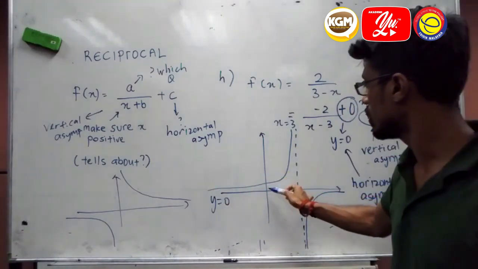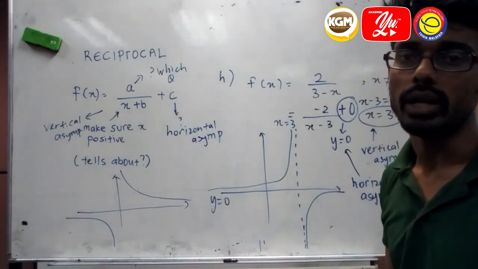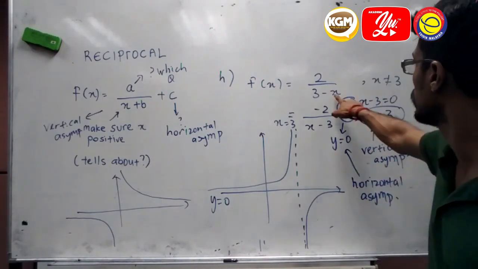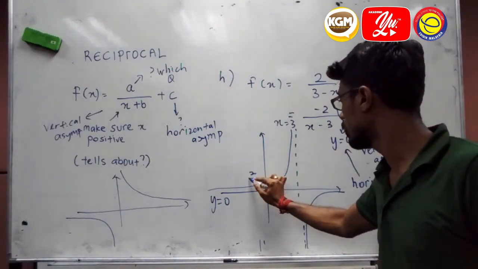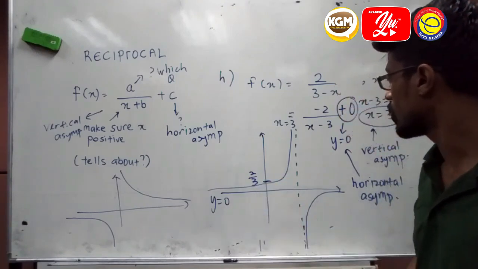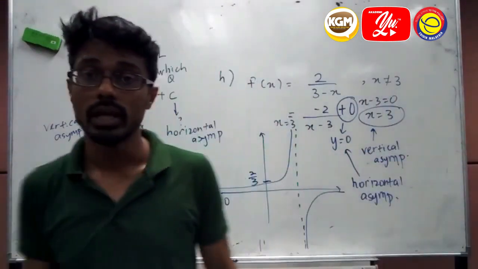So as you can see here, okay, we got our y-intercept. It is always good that you go and find your y-intercept. So y-intercept when x equal to 0, so put 0 there. So it's going to be 2 over 3. Okay, and for completeness purpose, it is always good that you go and find what is your domain and range.